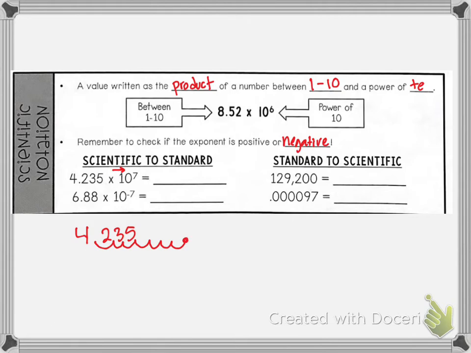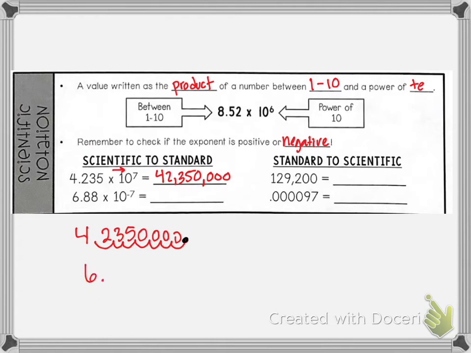This is where my new decimal is going to be. What I do with the rest of the jumps, we're going to fill them in with zeros. And this number in scientific notation is this number in standard form: 42,350,000. Okay. Let's do the other one.